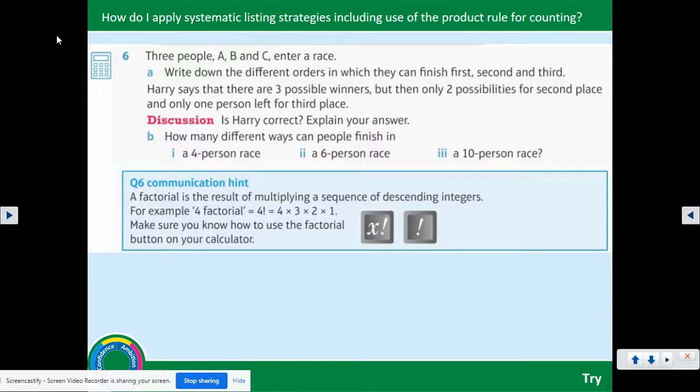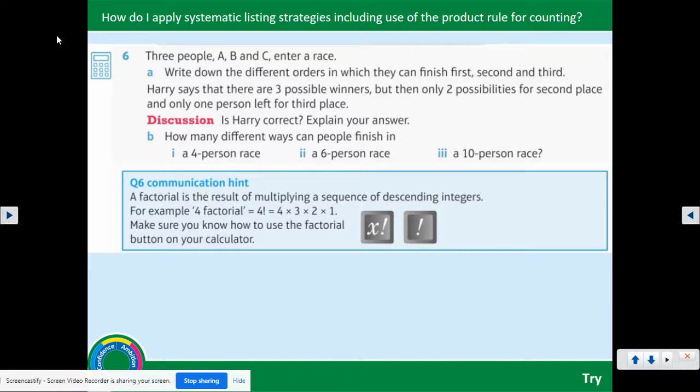question 6. I'm going to read through it with you, give you any hints if I think that you need them along the way, and then you need to pause the video, please, and have a go and play when you're ready for the solution. So you can use a calculator as well, okay? And in fact, you will need a calculator because it's tricky sums. Okay, so question 6 says 3 people, A, B, and C, enter a race. Write down the different orders in which they can finish first, second, and third.